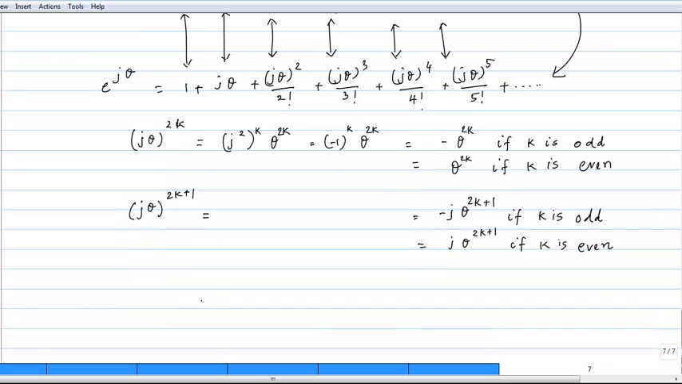So this proves Euler's identity, which says that e raised to j theta is cosine theta plus j times sine theta.